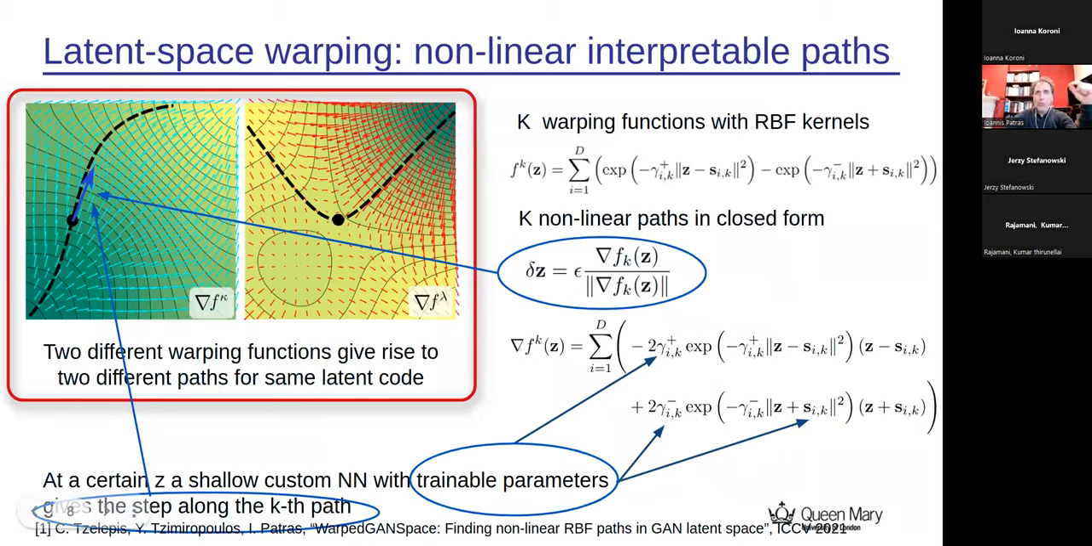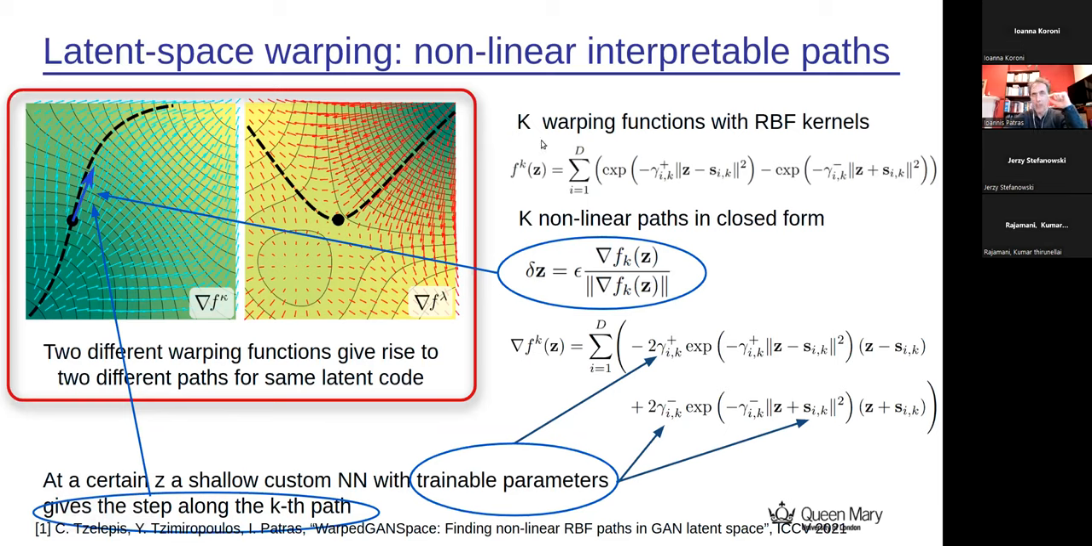The main idea here is that we propose a parameterization of those paths using so-called radial basis functions. The talk will become a little bit technical. These radial basis functions have a parameter sigma that controls the centers of the radial kernels, and gamma, which controls the scale of these radial basis functions. Now, a set of those radial basis functions describes a warping function f, the gradient of which can be obtained in a closed form. Once we can take the gradient in a closed form, then at each point in the latent space, we have a vector, and therefore we can define this warping function, and we can follow paths by following those vectors that are the gradient.